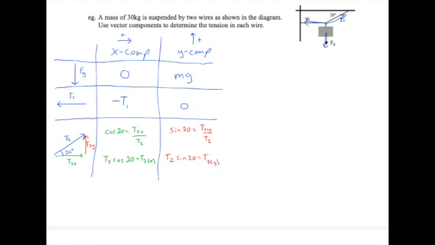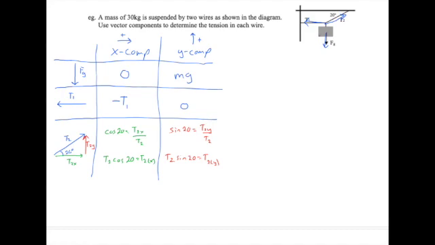Now what this is going to allow me to do is two net force equations. I'll do one net force equation in the x component and one net force equation in the y component. And that'll give me two one-dimensional problems that I can use to solve for each of these. Now I know what m is, so I know what the mg is going to be here, just 30g, and so I'm going to solve for my y component first.